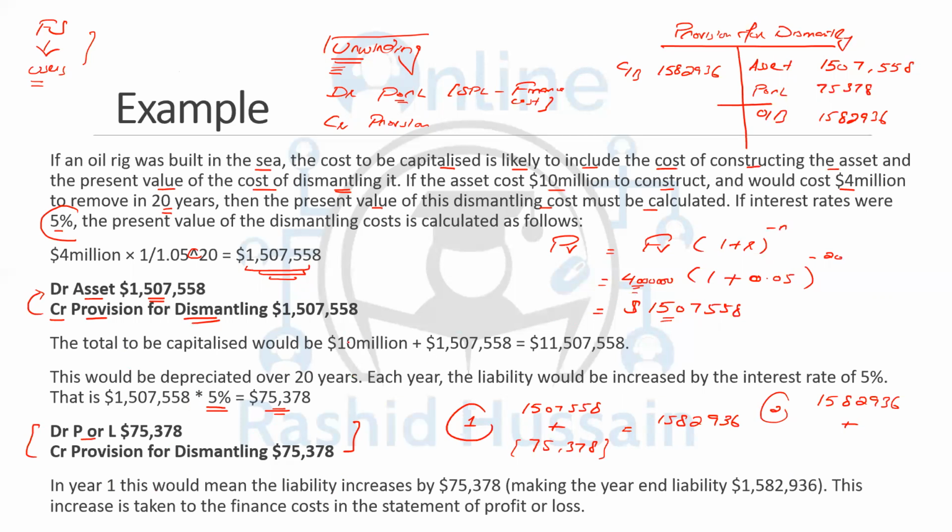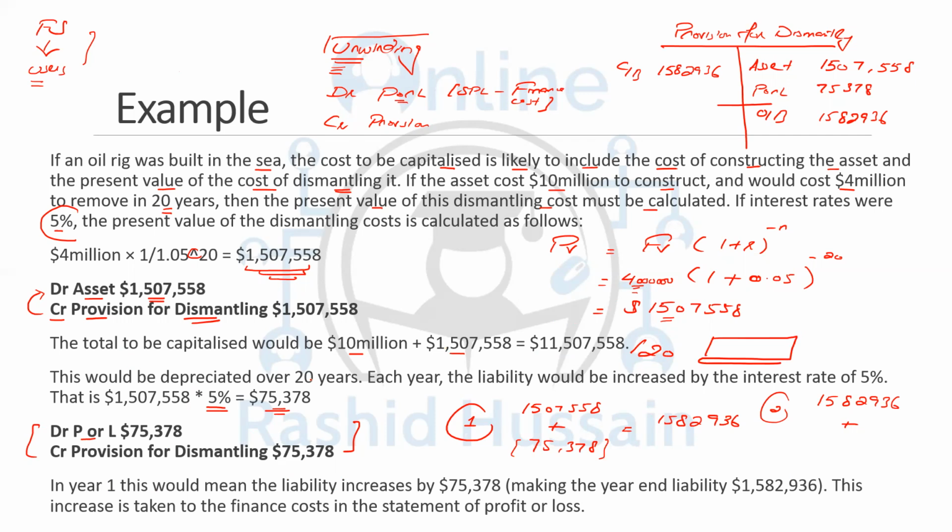The cost of construction was 10 million, and then there was 1,507,558, or you can say 1.507 million. You're going to add this, and it's going to give you 11 million something. And then you depreciate it over 20 years. This is going to be the figure you will have in the exam.